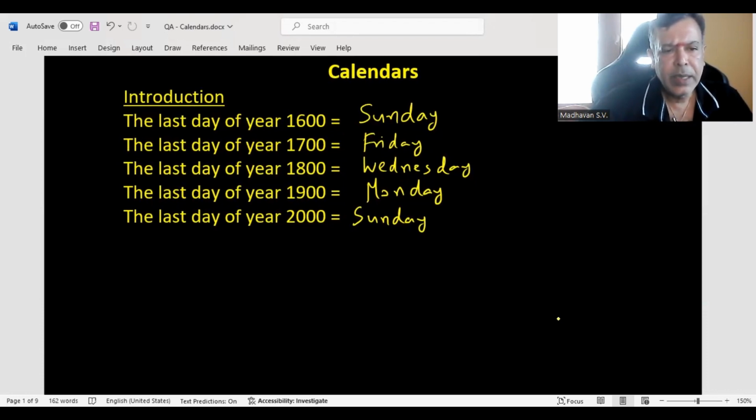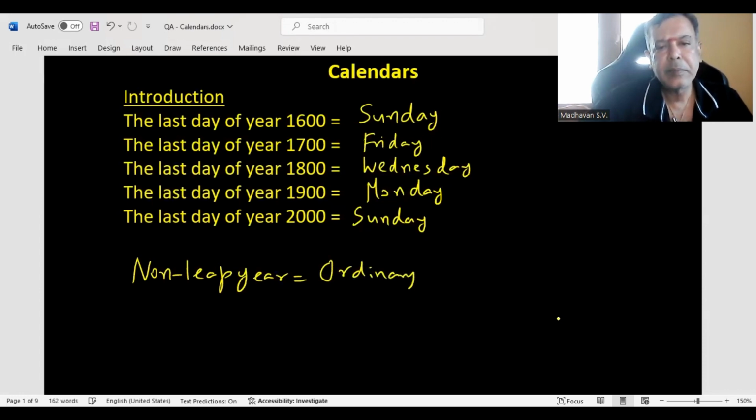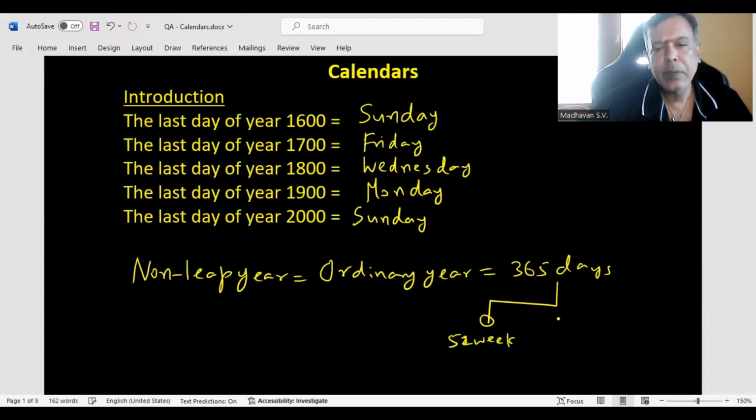When we consider a normal year, or non-leap year, or we will call it an ordinary year, it will have 365 days. And if we convert it into weeks, we will have 52 weeks. And 52 weeks, if we calculate, it is 52 into 7, we get 364 days. That means that one day we call an odd day.